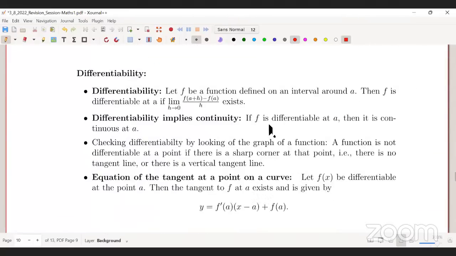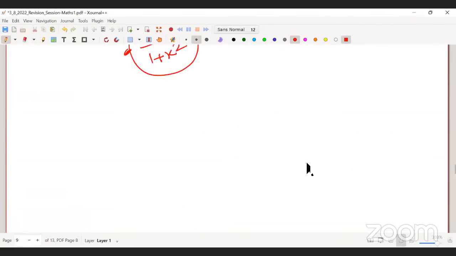Sir, I have another query. In the alternate method of continuity, there is FA. How do we calculate it, sir?